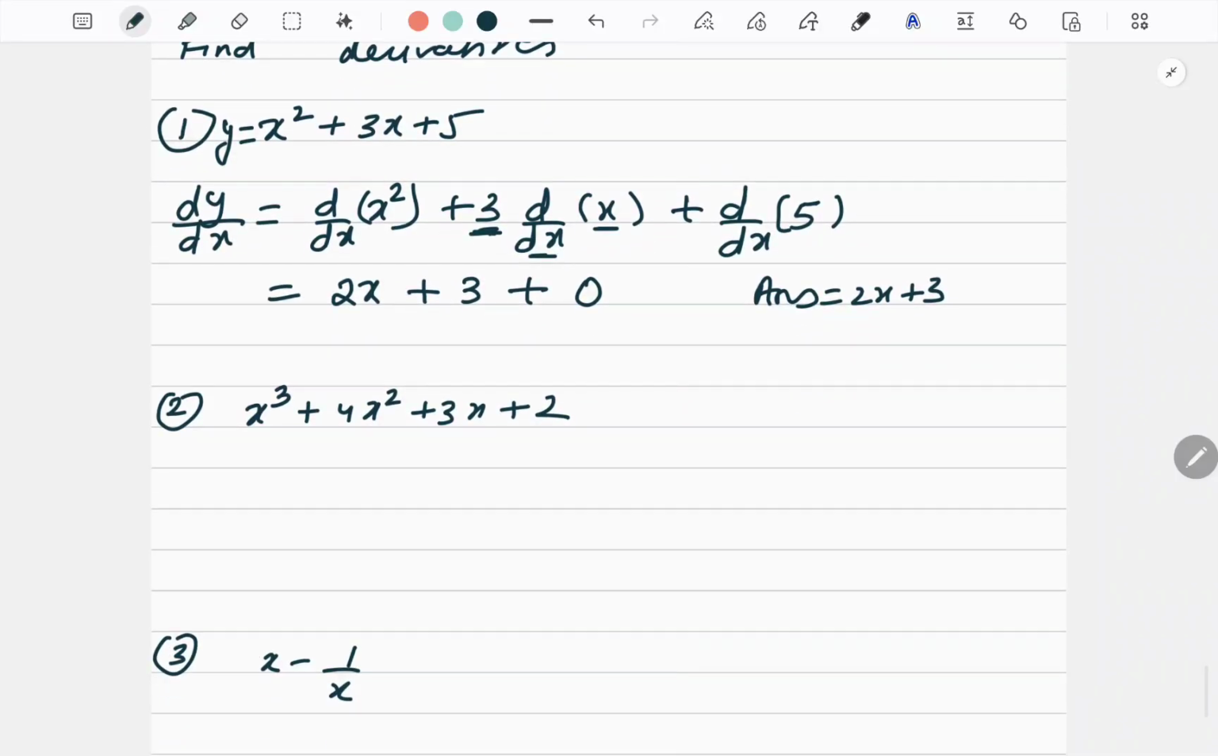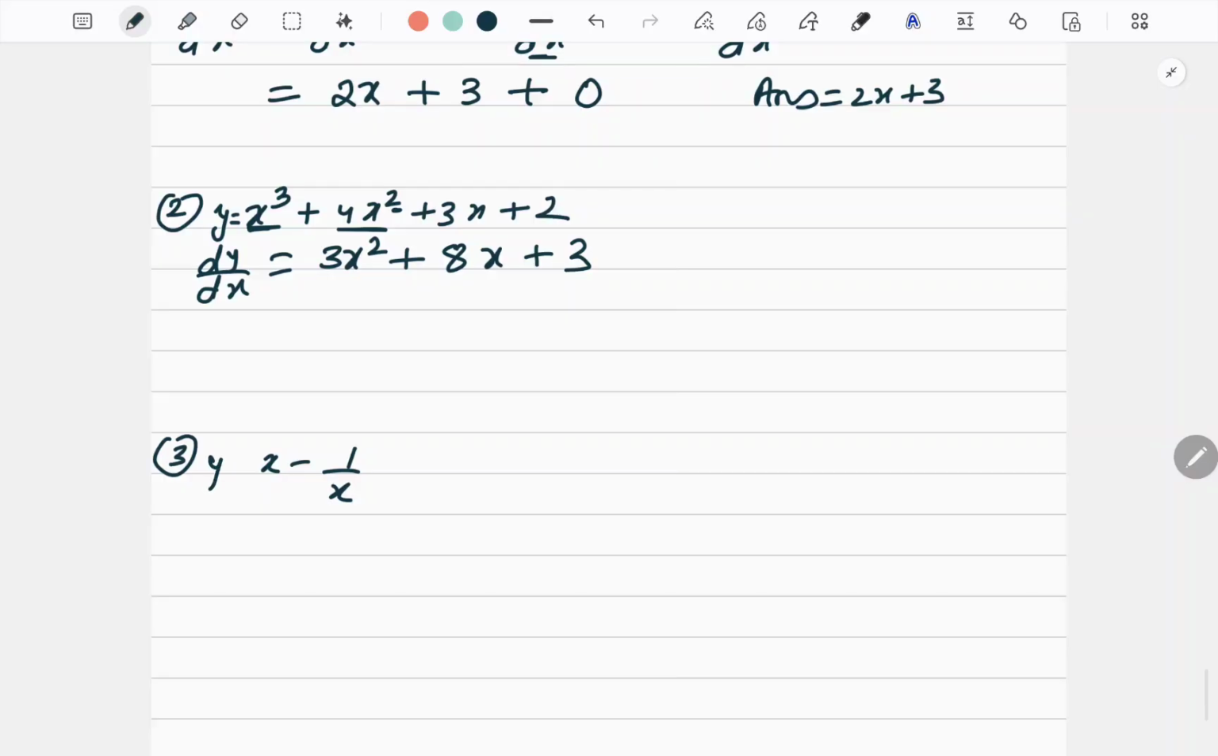Correct? Let's move to the next one. If this is y, then dy by dx is equal to: what is the differentiation of x cube? 3x square. Plus 4x square means 2 will come in front, so 4 twos are 8. So 8x plus 3. Correct?